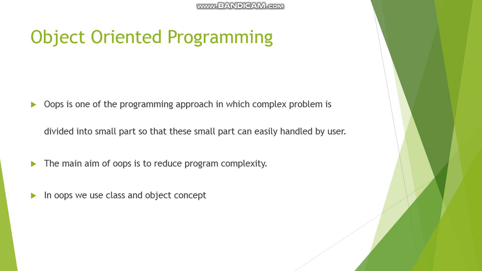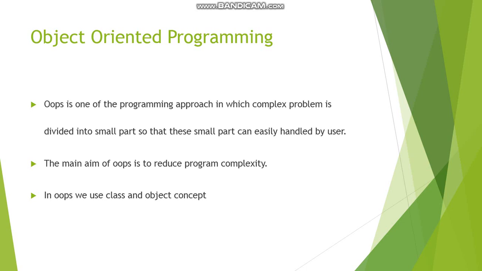Okay. What about object oriented programming? Object oriented programming is an approach in which a complex problem is divided into small parts, so that these small parts can easily be handled by the user. The main aim of OOPS is to reduce program complexity. So in OOPS we use the class and object concept. Now class and object are new things for you.